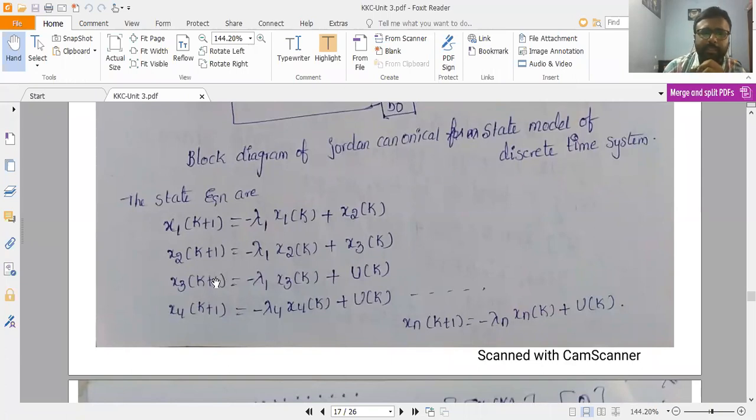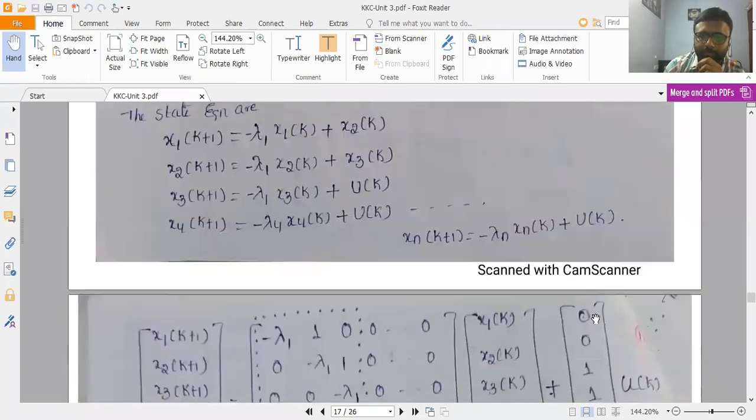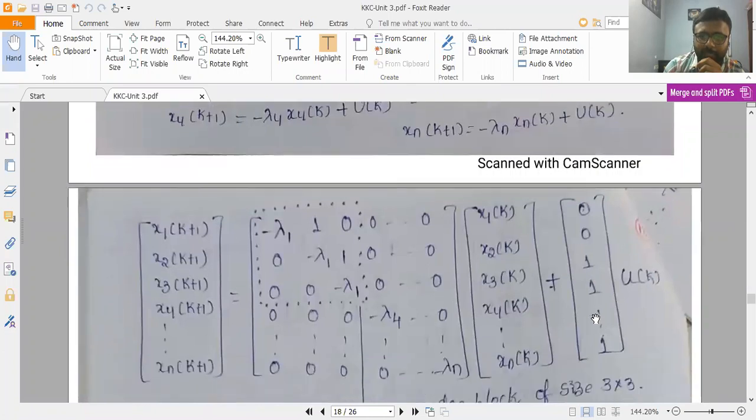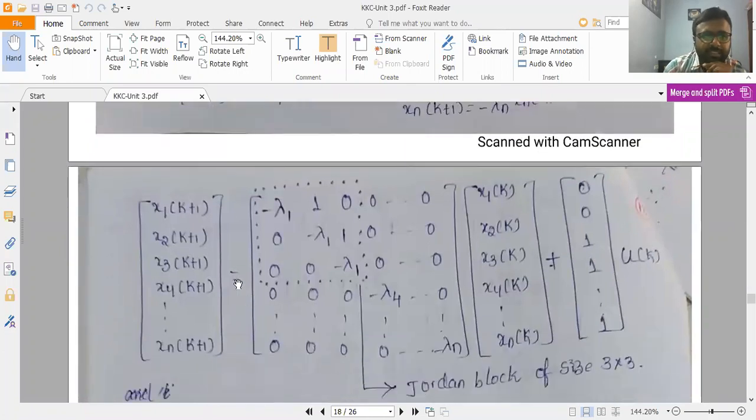Okay, so this particular state equation is going to be written up to xn of k plus 1 is equal to minus lambda n into xn of k plus u of k. So these state equations are going to be represented in the matrix form, and this is the matrix form here. x1 of k plus 1, x2 of k plus 1, x3 of k plus 1, x4 of k plus 1, and so on up to xn of k plus 1 is equal to lambda 1, 1, 0.